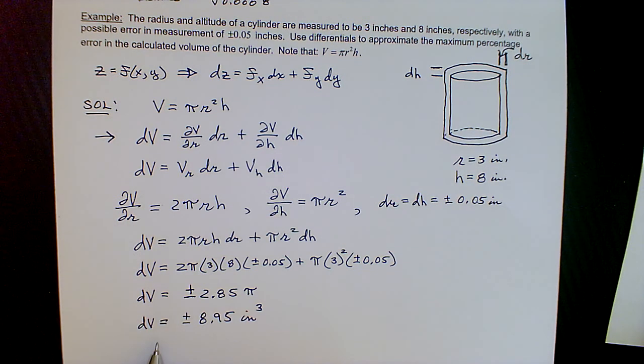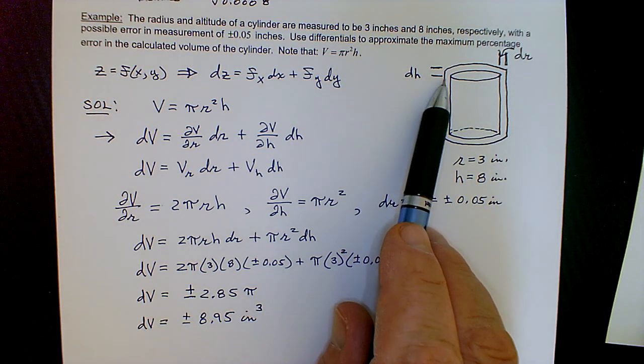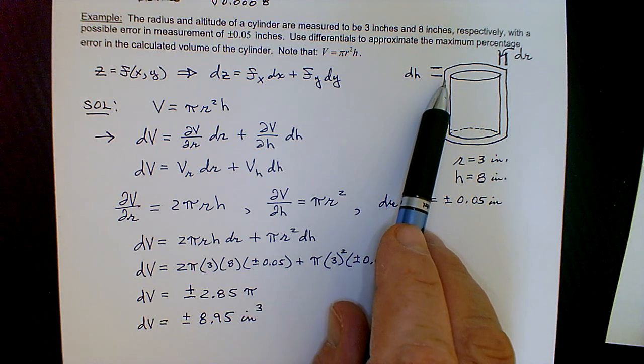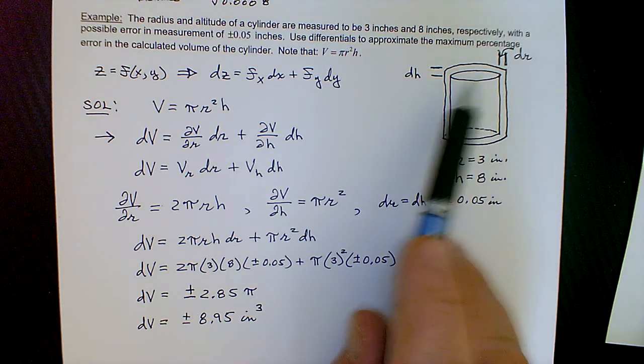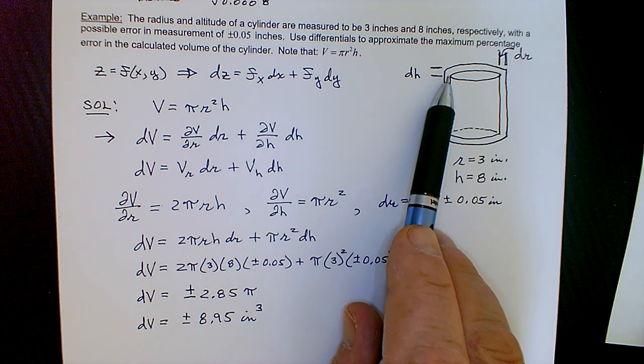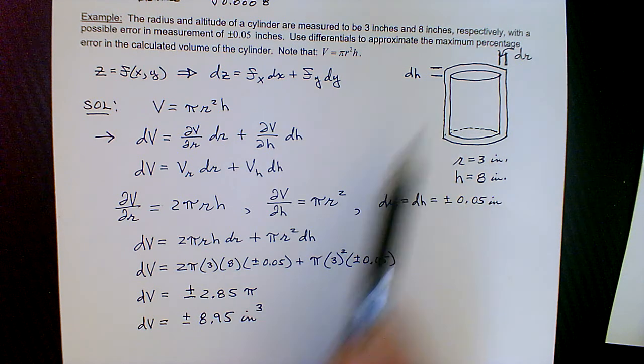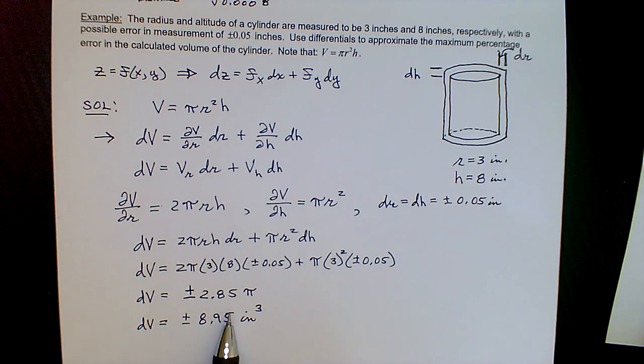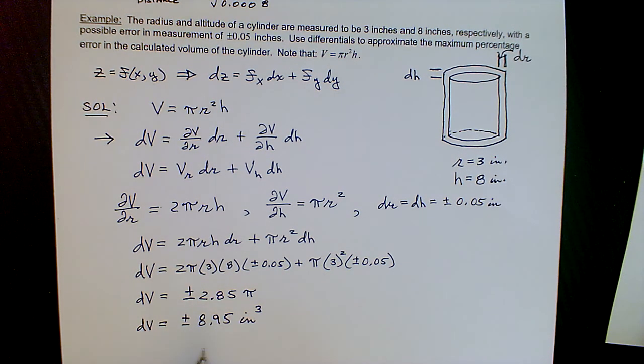So with those small errors of measurement of 0.05 inches each in the radius and the altitude, if they were both positive 0.05 bigger, you'd have that much more volume in the can.